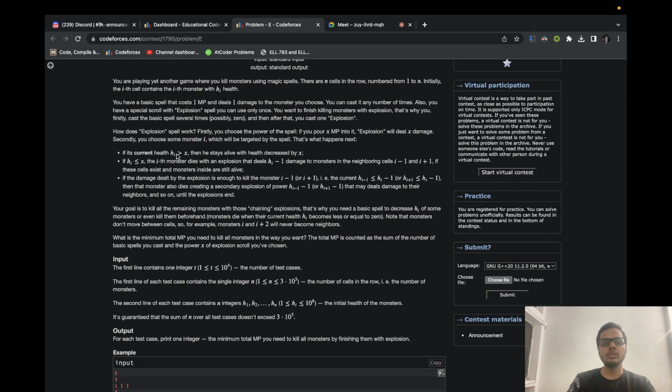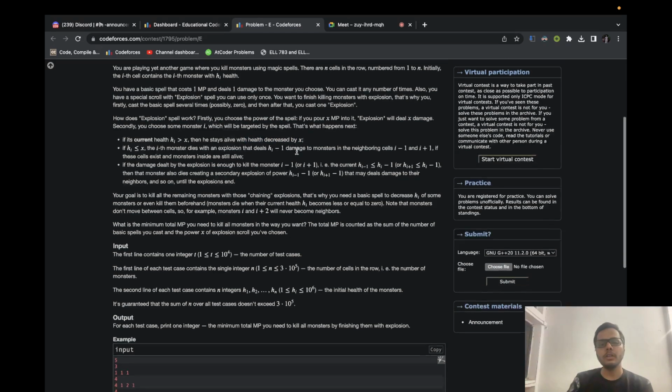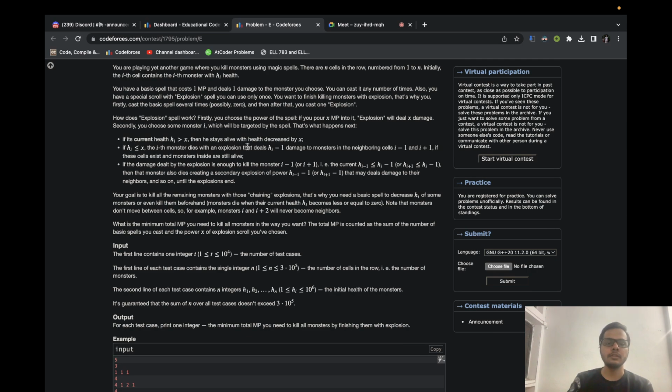So first you choose these two numbers i and x. And if h_i is greater than x, then the ith monster stays alive, but its health is decreased by x, and then nothing else happens. But if that's not the case, then the ith monster dies, and it creates two explosions of h_i minus one damage in the neighboring cells of i. So from one explosion of type (i, x), we have two explosions of type (i minus 1, h_i minus 1) and (i plus 1, h_i minus 1). Similarly, these explosions can cause other explosions, and so on and so forth.